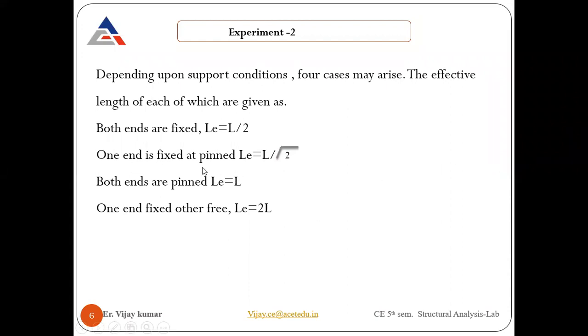Then if one end is fixed, other pinned, in that case, L effective equals original length divided by root 2. That is the relation. You can find it from there as well. Both ends pinned, in that case, because deflection is taking place from end to end, the original length equals the effective length only. So in that case, that will be the same.